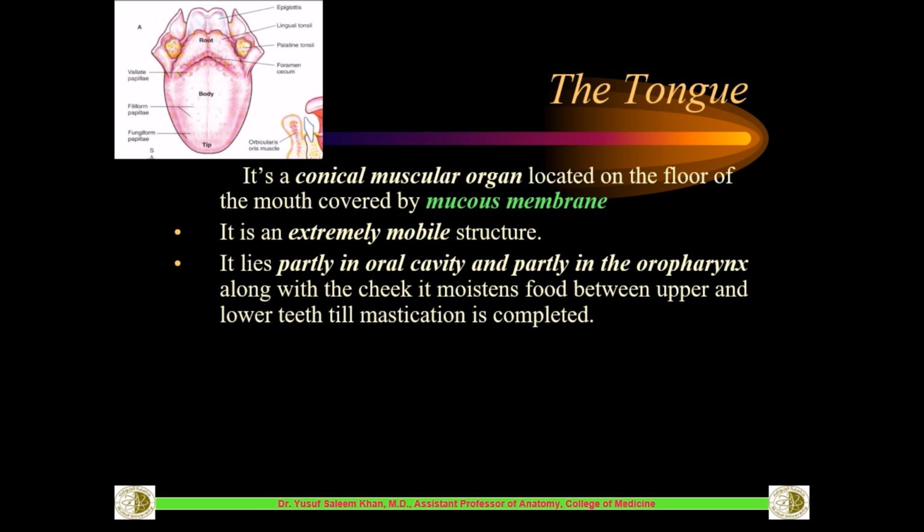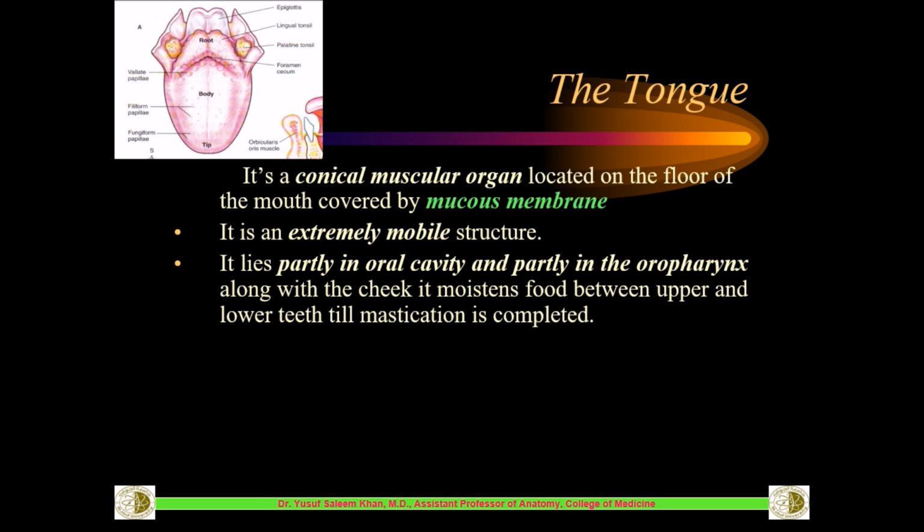This tongue partly lies in the oral cavity, two-thirds lies in the oral cavity, and one-third lies in the oropharynx. The oropharynx is a part of the pharynx. When you study the pharynx, at that time we'll see the different parts of the pharynx. One part of the pharynx is called the oropharynx, which is just behind the oral cavity. Along with the cheek, the tongue moistens the food between the upper and lower teeth till mastication is completed.